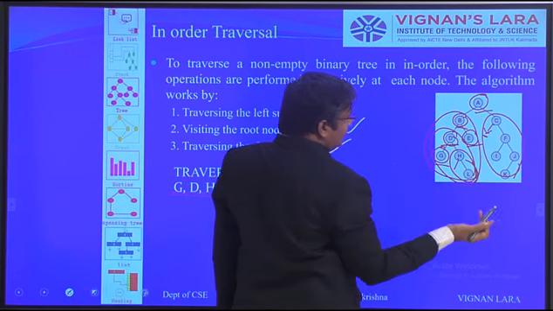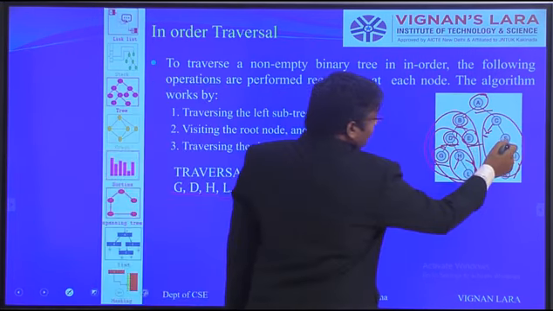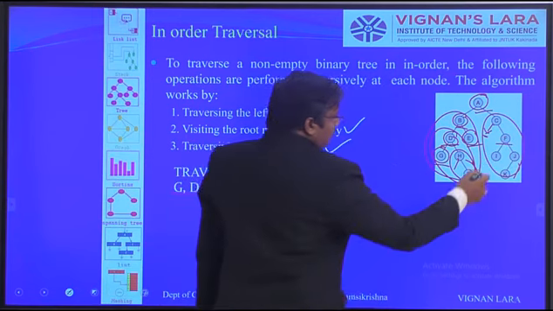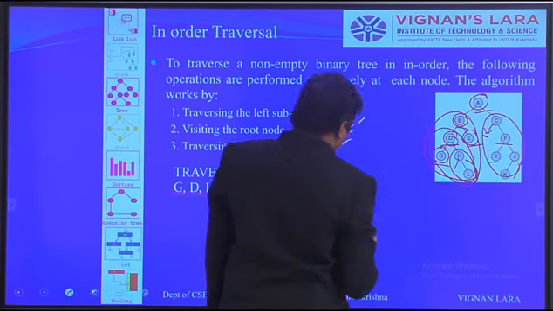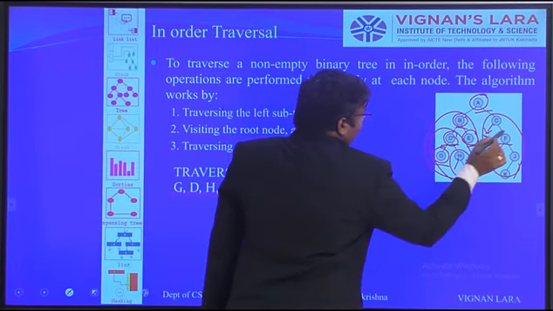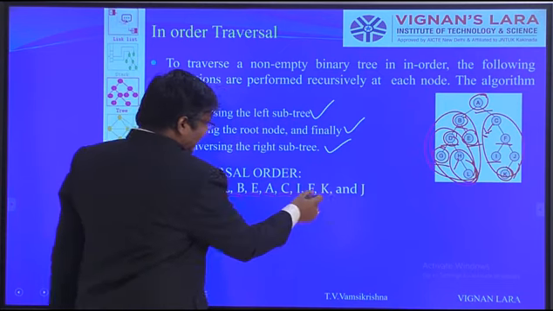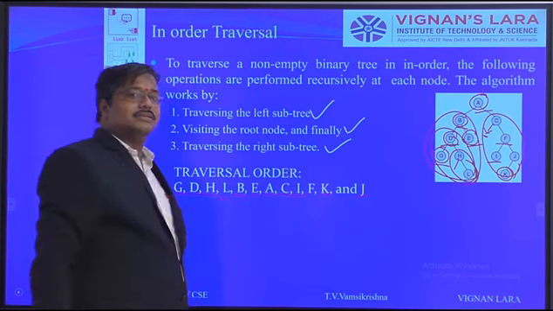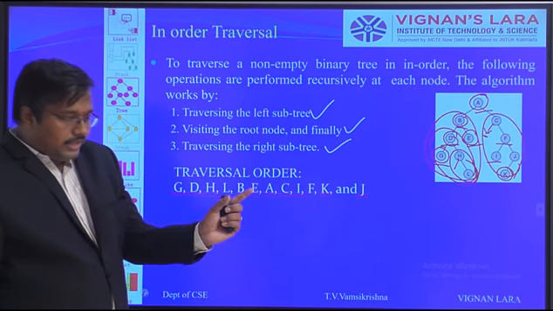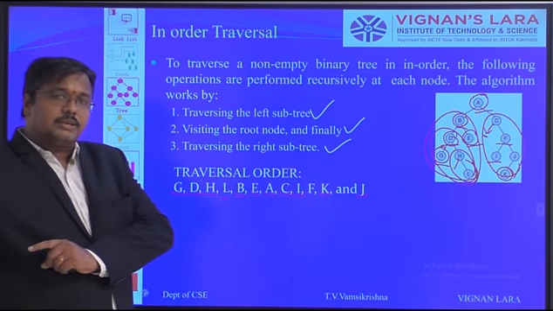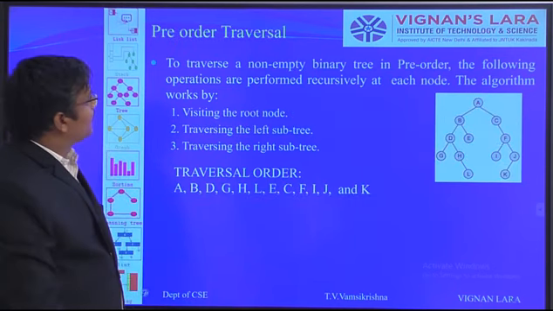The left subtree is not there, so C. Then go for the right subtree. Before this one, the left subtree, so I. The next is F. Next, K, followed by J. So visit the left subtree, then root node, then right subtree. This kind of traversal is called in-order traversal.